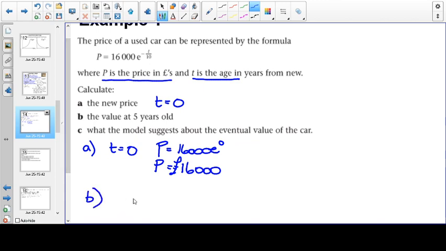B, the value at 5 years old. So we want to know what it is when t equals 5. So 16,000 e to the minus 5 over 10.